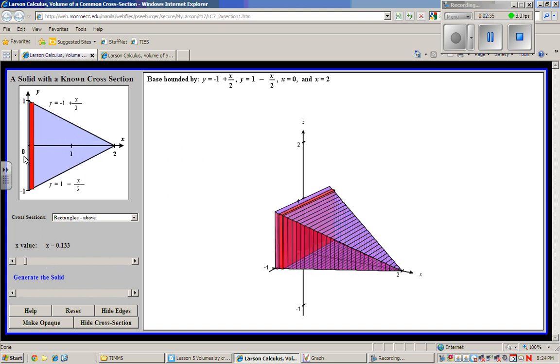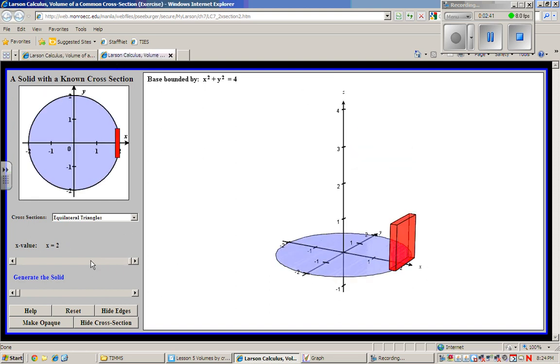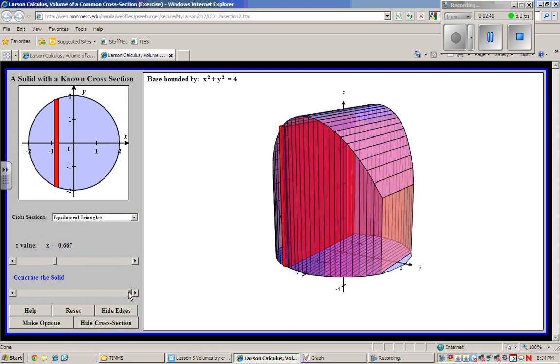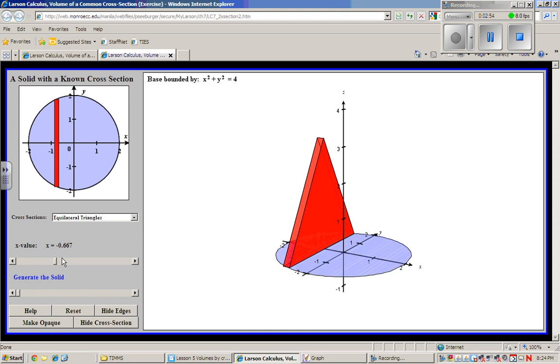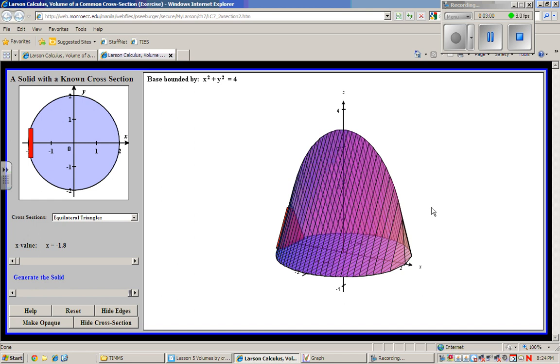Now this one, my base was this triangle, but what if my base is a circle? So now here I've got all those different squares back and forth, and I can generate the entire solid. That was the picture on the front page. Or maybe I want equilateral triangles, and there's all of my cross sections, and I can generate that entire solid. That was the other picture on the front page. All right, so let's try and do these types of problems.